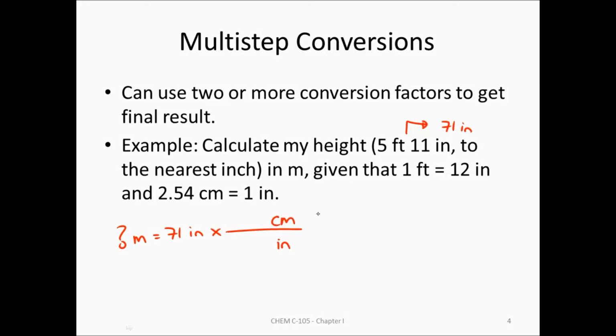Now here, this is my conversion factor, and I know that there are 2.54 centimeters in 1 inch. Remember, again, I pick whatever unit is at the bottom so that I get rid of this unit. Now, I have centimeters left over, so I want to get rid of centimeters. I know I can go from centimeters to meters, which is what I want here. I know there are 100 centimeters in a meter. And this comes out to be 1.8 meters.